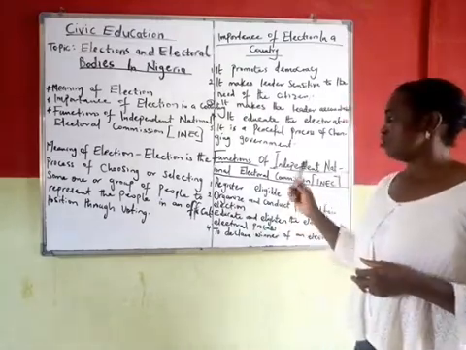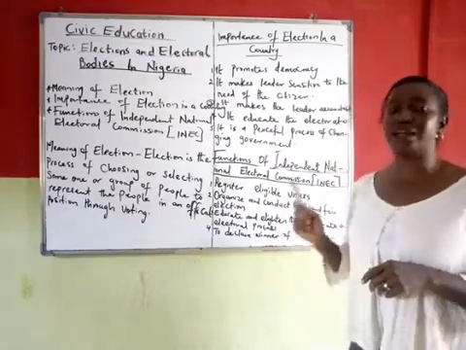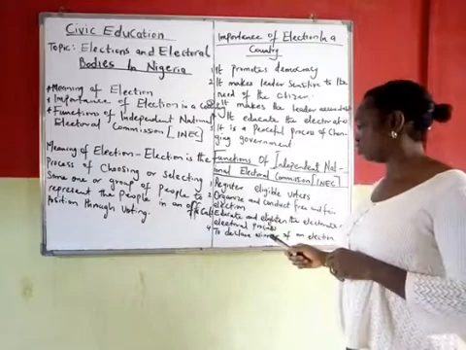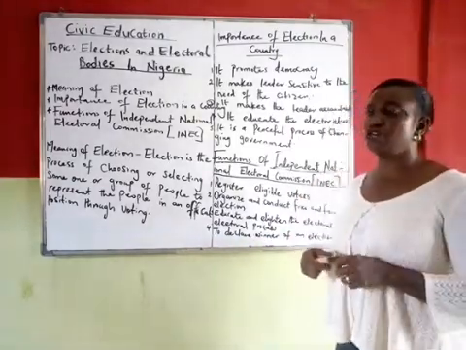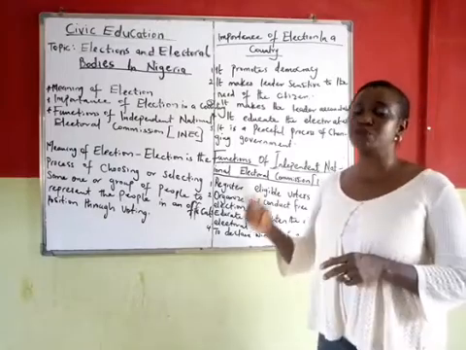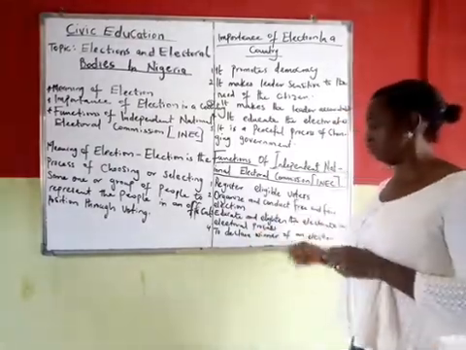So the function of the electoral body is to do what? Declare the winner of the election, and of course give a certificate to such a person to show that actually this person won the election and is the representative of the people.